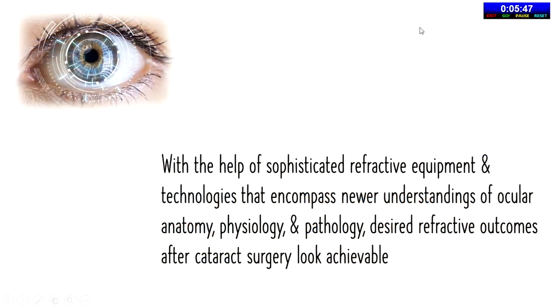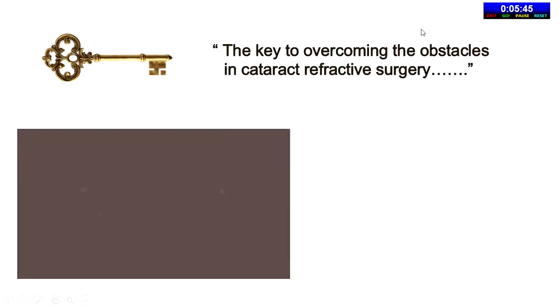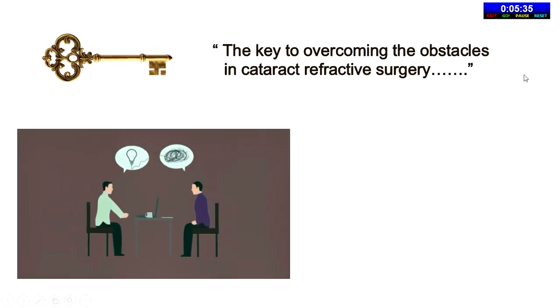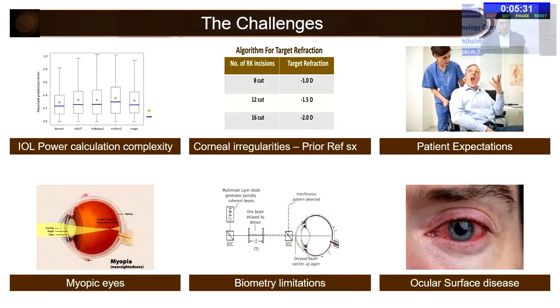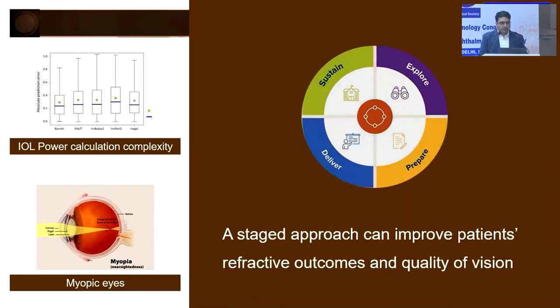With the help of sophisticated equipment and technologies that encompass our newer understandings of ocular anatomy, physiology, and pathology, desired refractive outcomes look achievable. The key to overcoming the obstacles, in summary, is counseling, counseling, and counseling. The challenges that we routinely face, like IOL power calculation, can be managed by a staged approach, which can improve the patient's quantity and quality of vision.